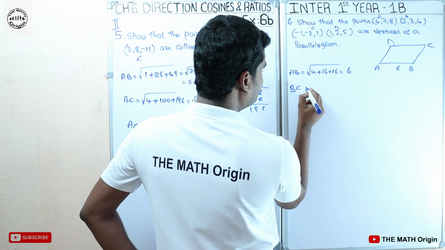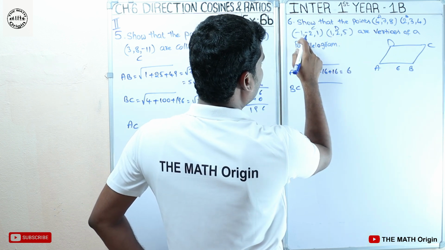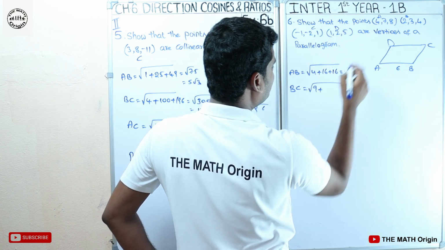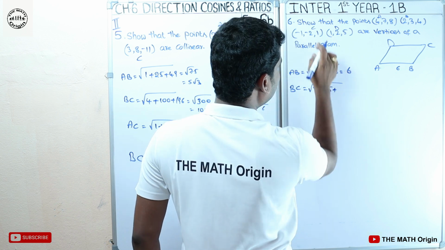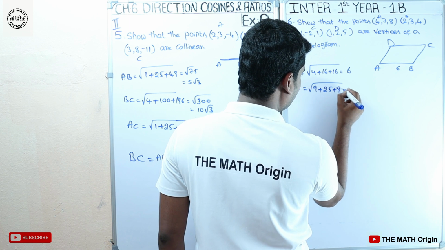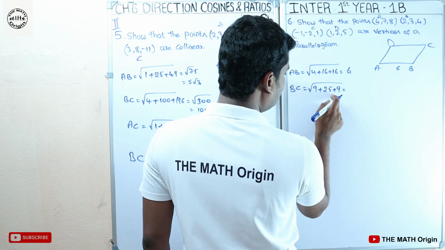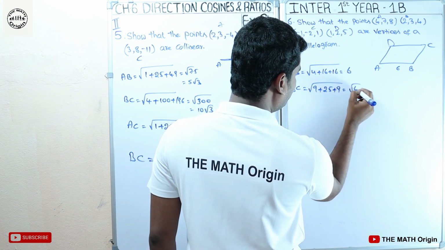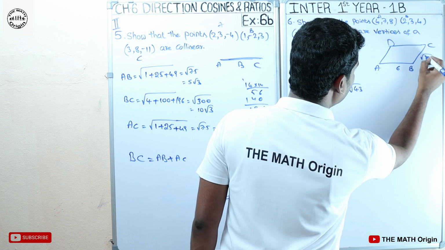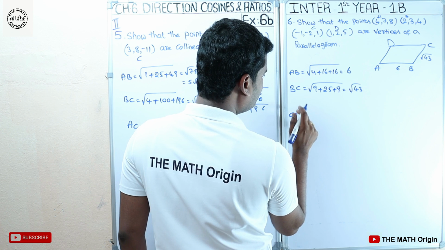Next, take BC. BC means root of minus 1 minus 2 whole square, 3 squared is 9, plus minus 2 minus 5 whole square is 49, plus 1 minus 4 is minus 3 whole square is 9, which is root 43. Okay, this is root 43. Now BC is done.